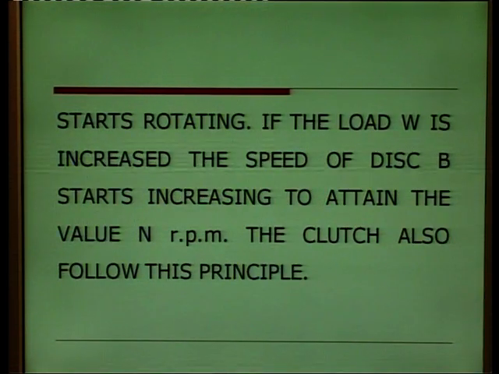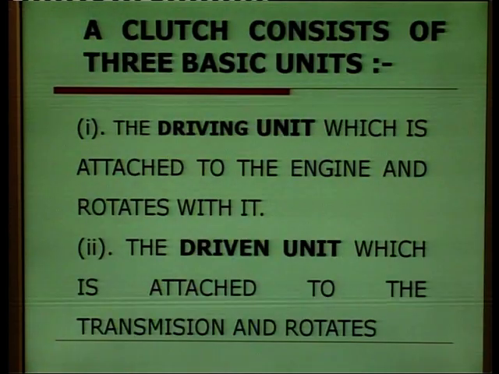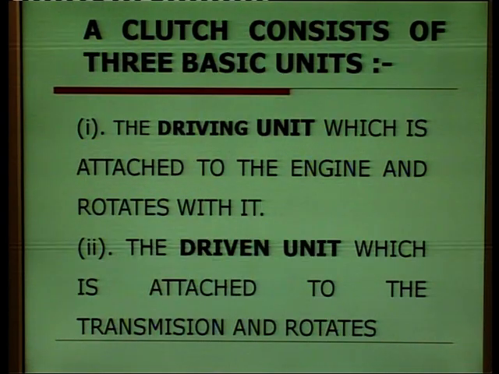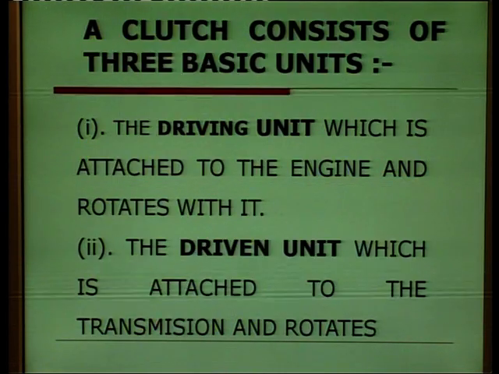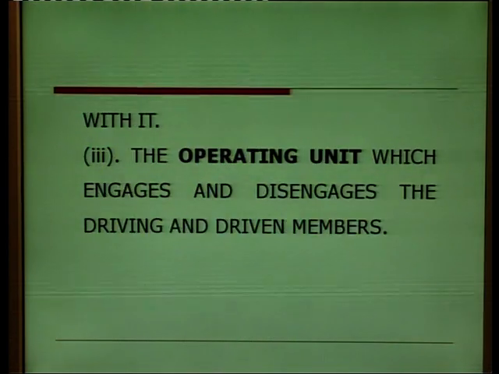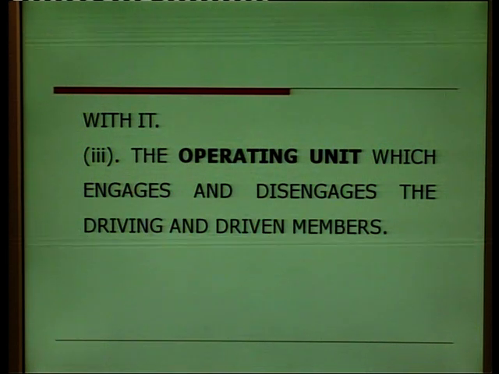It means the RPM of disc A and B are equal when the clutch is fully engaged. Then the clutch consists of three basic units. Number one, the driving unit, that is attached to the engine and rotates with it. Number two, the driven unit, which is attached to the transmission and rotates. Number three, the operating unit, which engages and disengages the driving and driven members.